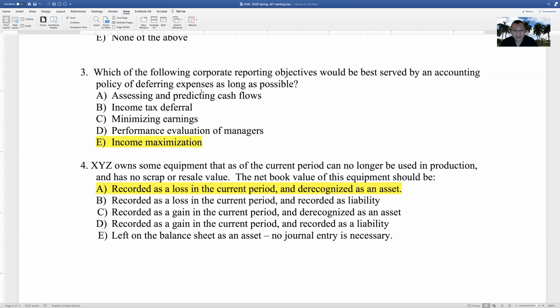If your reporting objective is income maximization, if your goal is to maximize the amount of income to be reported, then this accounting policy is a good choice, right? The accounting policy of deferring expenses would be a good accounting policy to serve the reporting objective of income maximization, right?